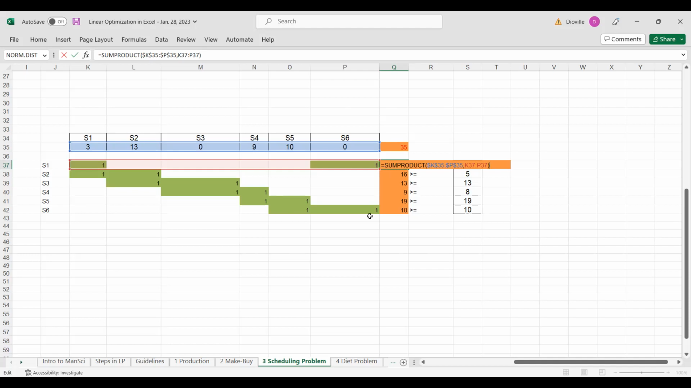Okay, that's okay. So that's what I did for all the constraints. And then I used the solver, sir. Erwin and I got the same answer.